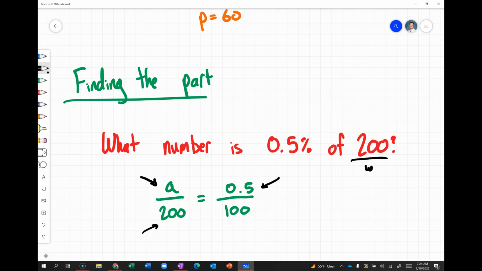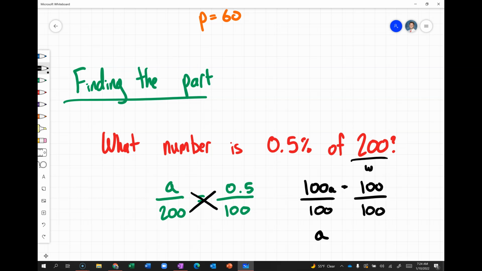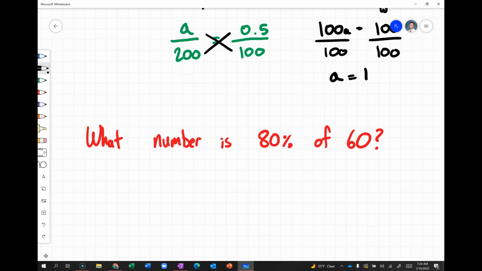Once again, we're just solving this proportion. You can use your cross products rule to solve for A. You have A times 100, that would be 100A, is equal to 200 times 0.5, which is 100. We divide both sides by 100, and A is equal to 1. So 1 is 0.5% of 200.